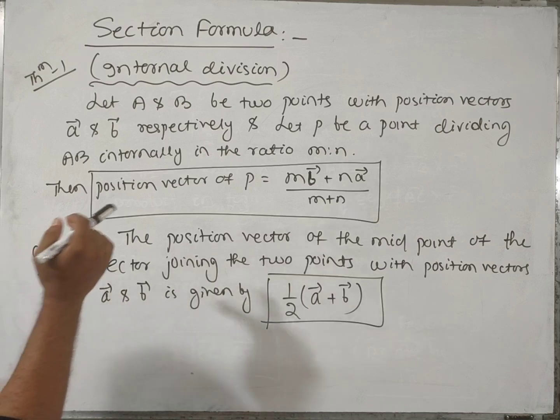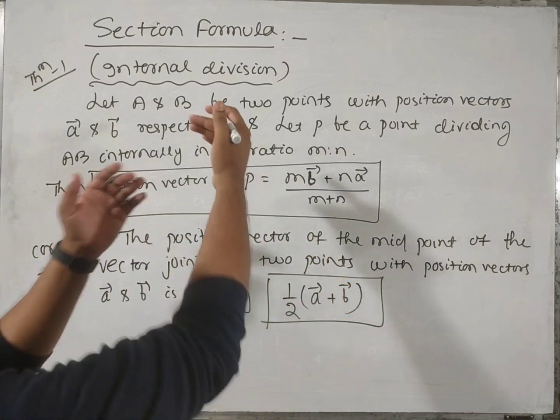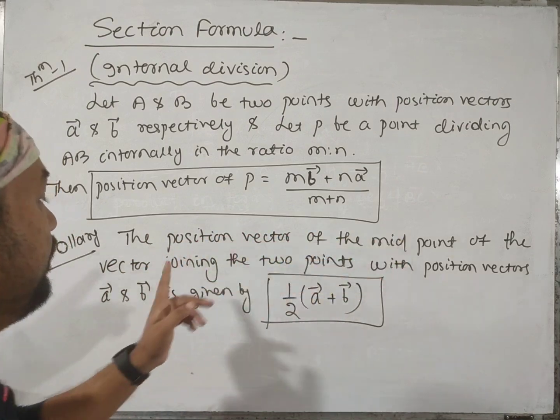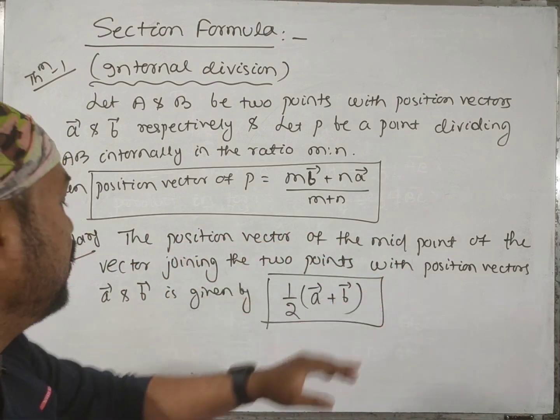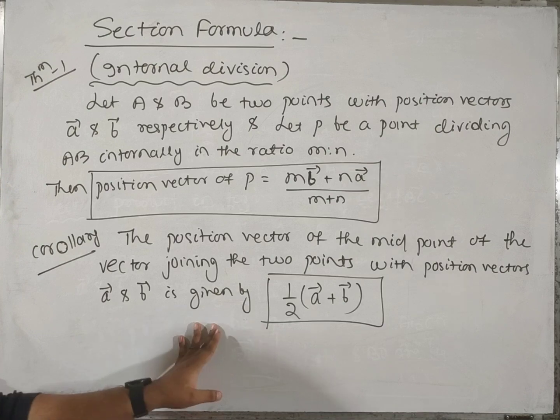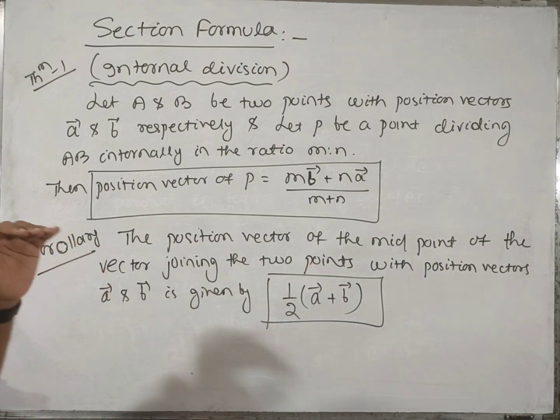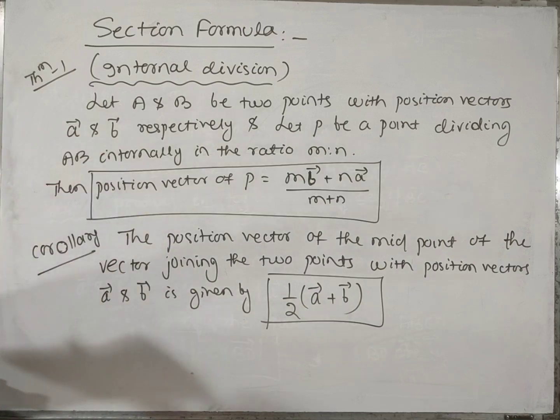Then the corollary, because we are getting the midpoint formula from the internal division: the position vector of the midpoint of the vector joining the 2 points with position vectors A vector and B vector is given by half of A vector plus B vector. And here it is the corollary for theorem number 1, or you can say internal division.